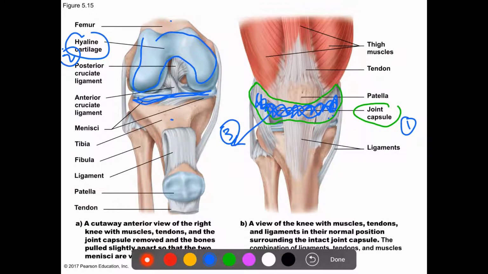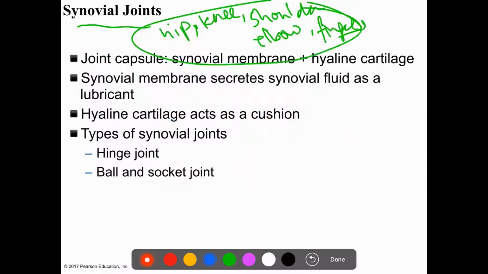So these are the three characteristics of joints. We are going to talk about them. Now, in addition to that, we have subtypes of the synovial joints. We have the hinge joint, like the knee. The knee is a hinge joint. The elbow also is a hinge joint.